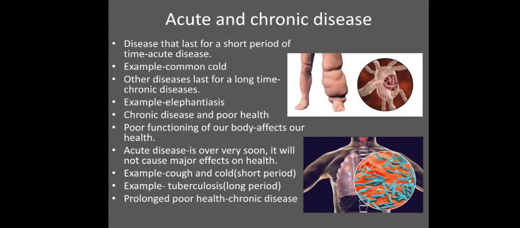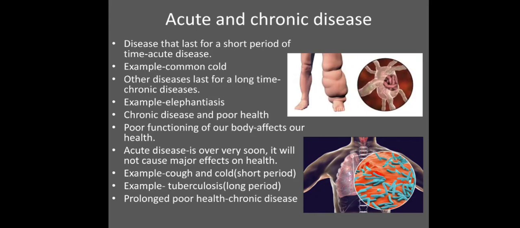Next, we'll see chronic disease and poor health. Acute and chronic diseases have effects on our health. So if we are infected with an acute or a chronic disease, it's going to affect our health. Any disease that causes poor functioning of some part of the body will affect our health. So poor functioning of our organs or our systems will affect our health. This is because all functions of the body are necessary for being healthy. All the organs and systems in our body have to function equally and properly for us to be healthy.